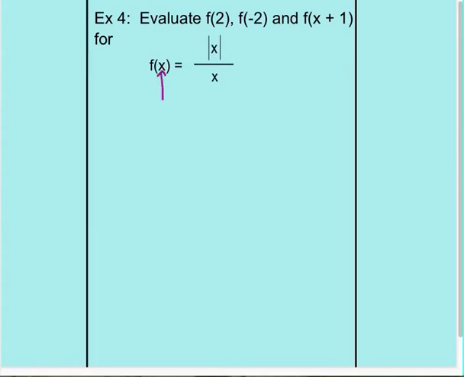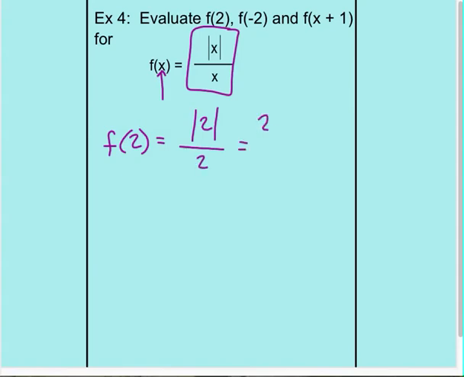There's our domain. This is our range, or what we are doing to it, what operation we're performing. Substituting 2 for x, everywhere there's an x, we get the absolute value of 2 is 2, divided by 2 is 1. So when my input or my domain is 2, my output or my range is 1.